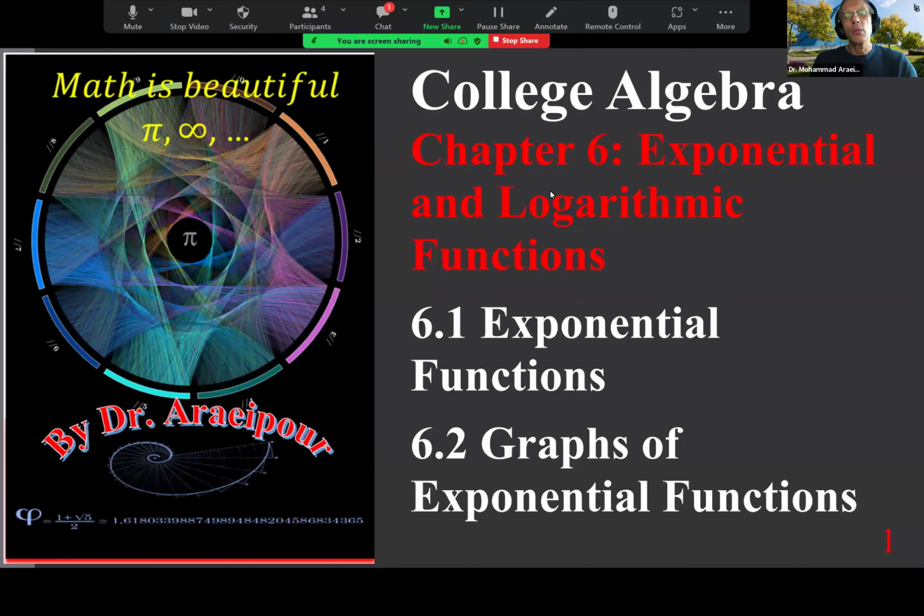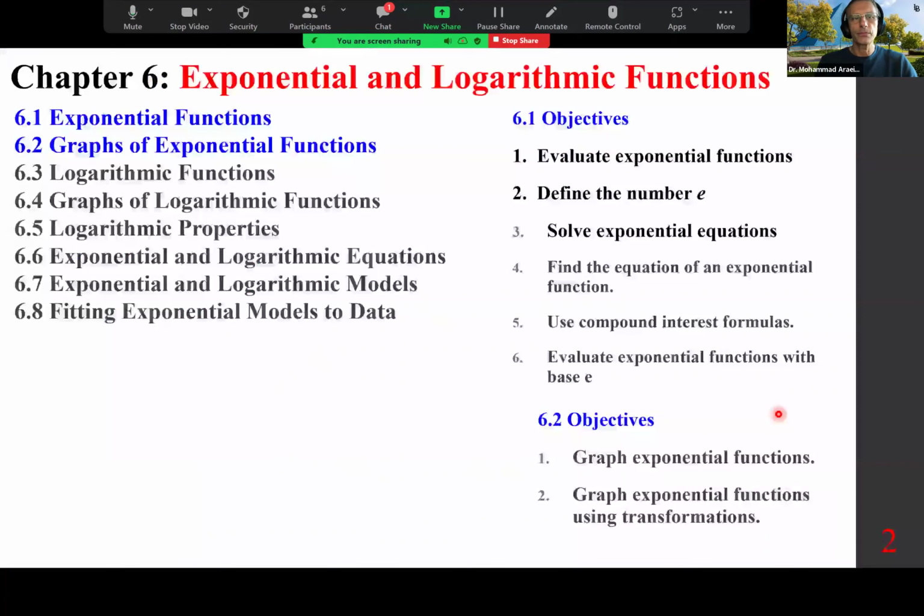Good morning, class. We are looking at chapter 6, exponential and logarithmic functions. 6.1, exponential functions. 6.2, graphs of exponential functions. So in this chapter, we cover exponential functions, graphs of exponential functions, logarithmic functions, graphs of logarithmic functions, logarithmic properties, exponential and logarithmic equations, exponential and logarithmic models.